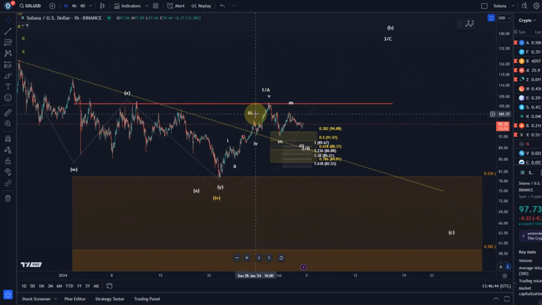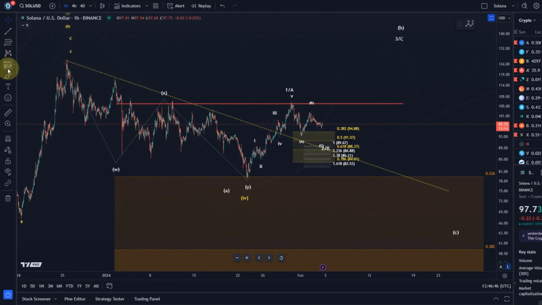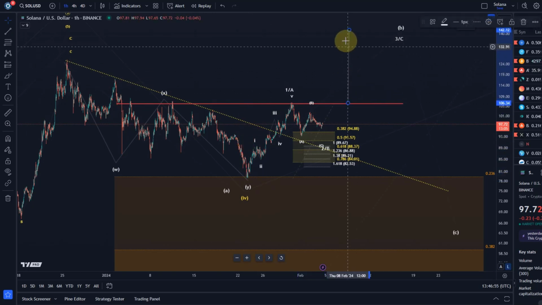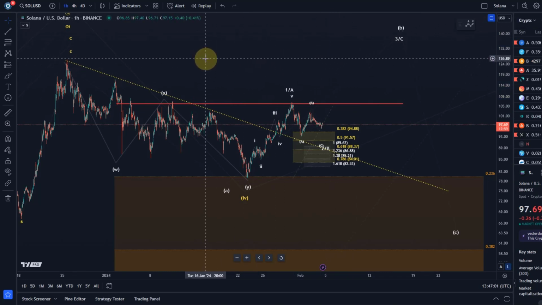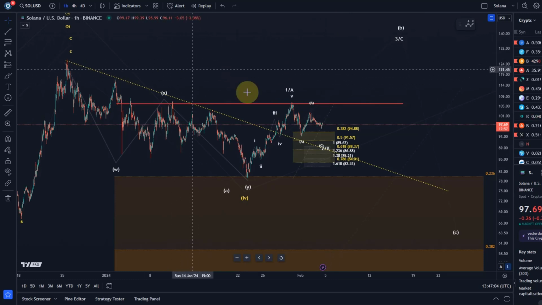So we talked already about a potential target for that inverse head and shoulders pattern in the last video. What we can do is take the length of that head, add it to a potential breakout point, and it would take us to round about $140, a little higher. That's an absolutely reasonable target, but I think there should be resistance at these previous swing highs.